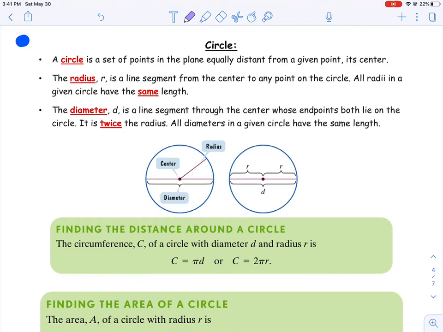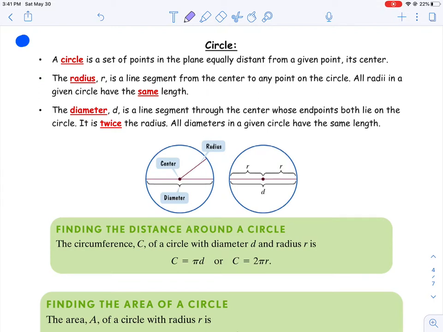A circle is a set of points on a plane that are equal distance from a given point, or the center. The radius is a line segment from the center to any point on that circle. If I go from the center to the side of the circle, those are all radii, and all those radii are the same exact length.